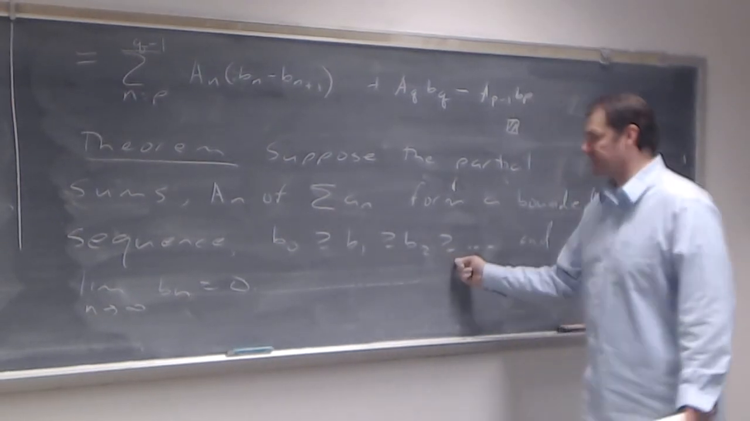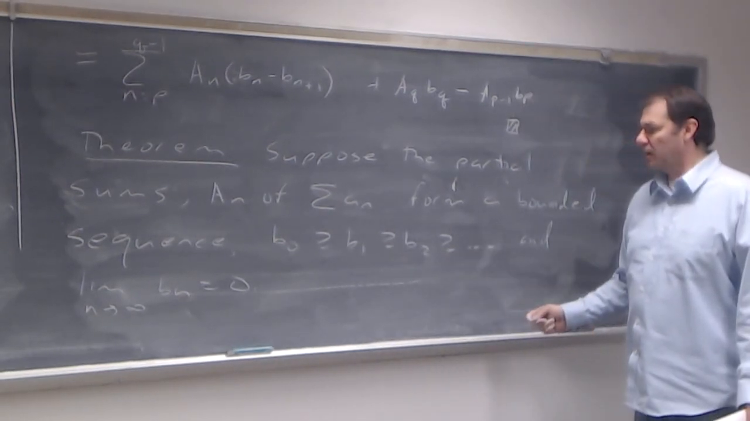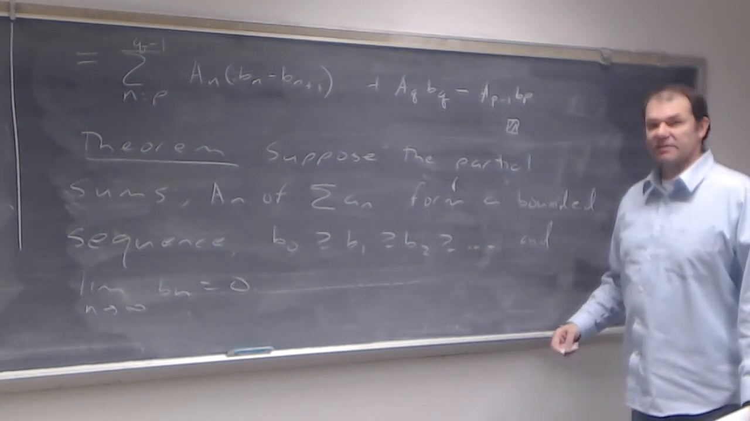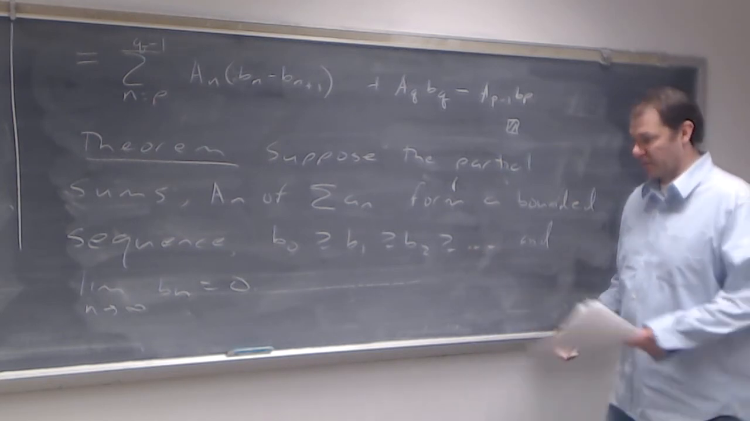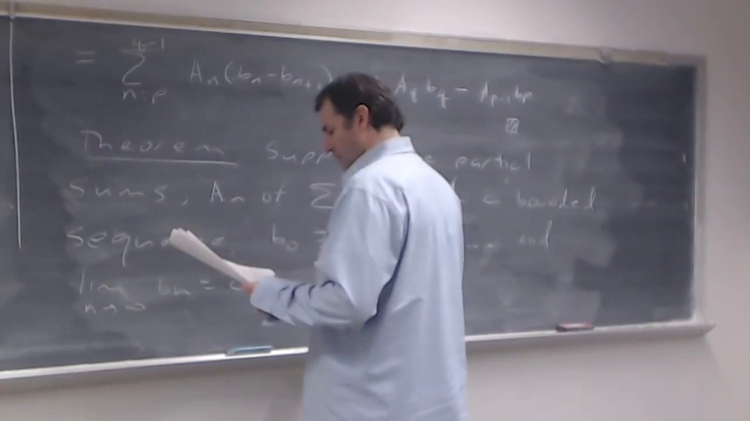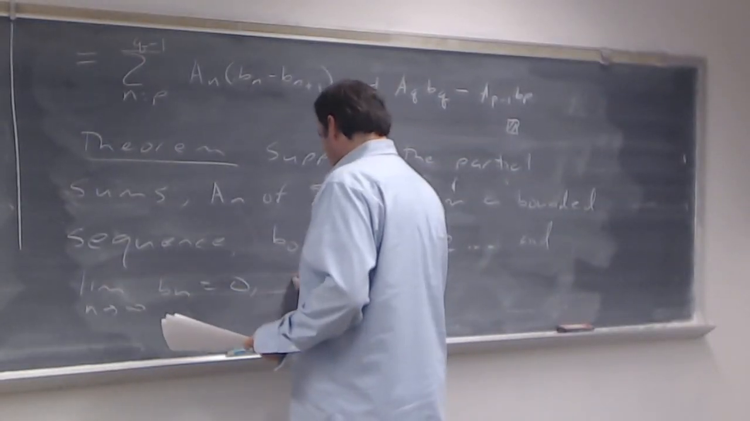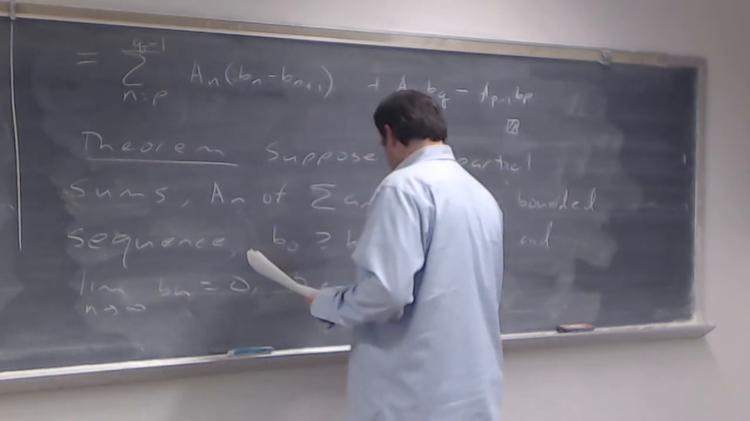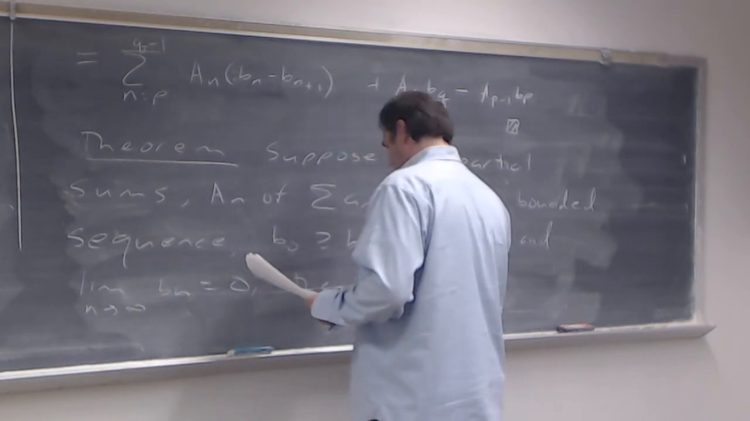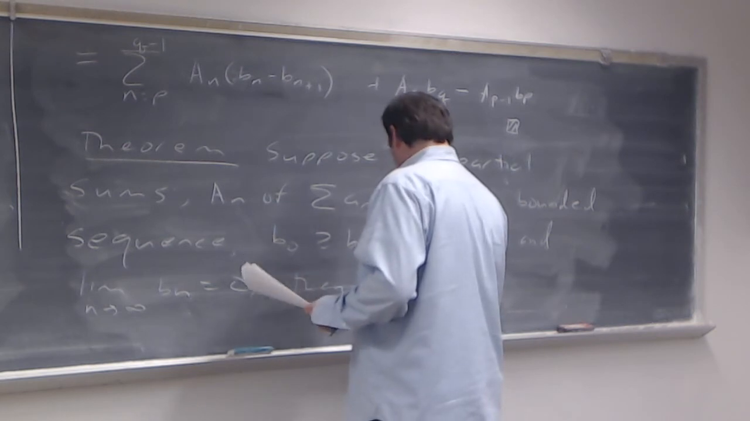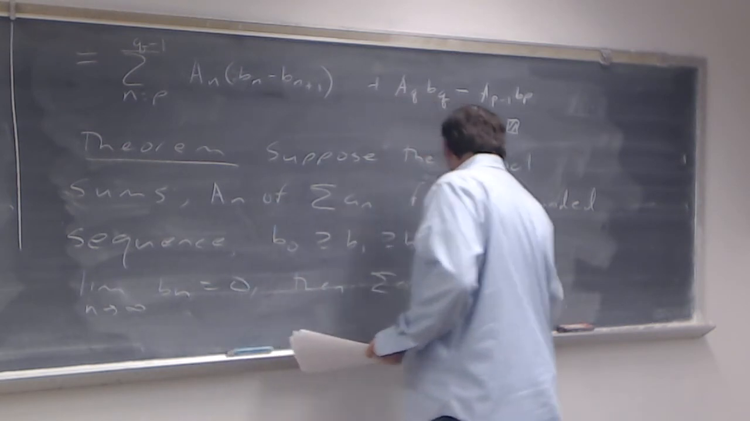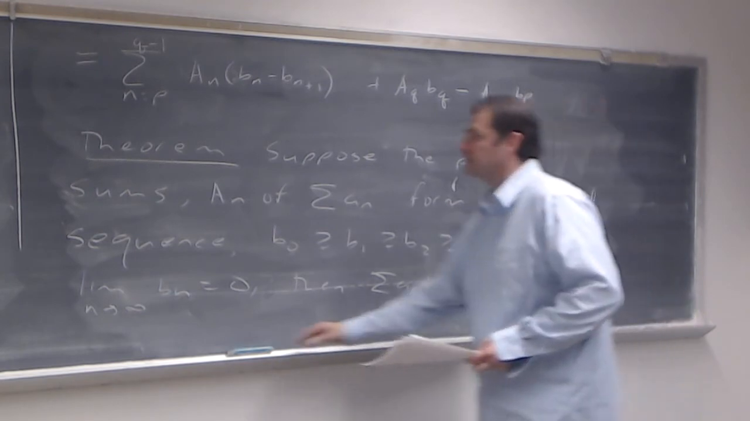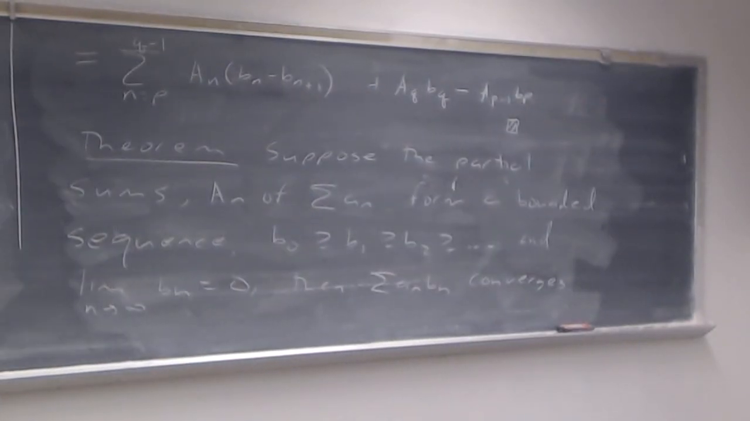One of the things I want to tell you is that this indicates that all of the terms in this sequence of real numbers have to be greater than or equal to 0. Then the conclusion is that the series of a sub n times b sub n converges. In that situation, that's what we'll have. Let's prove this.